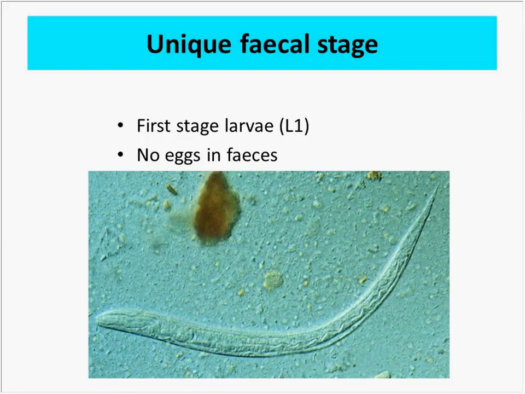With other parasites, eggs come out in the feces and the larvae are protected inside the egg. With Strongyloides, the larvae come out, and that's the head end of the worm, and that's the tail end. So if they're trying to make a diagnosis in the laboratory, that's one of the things they're looking for, these larval stages in the feces.